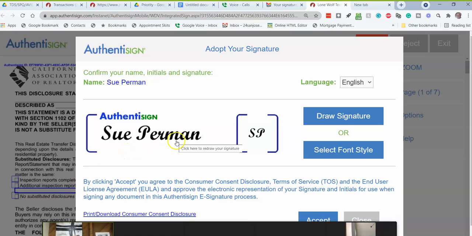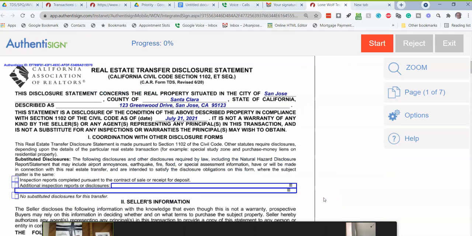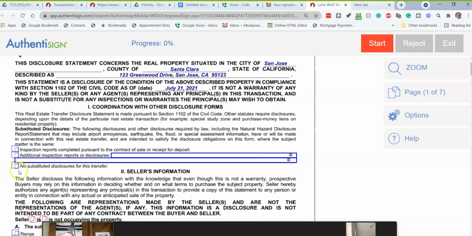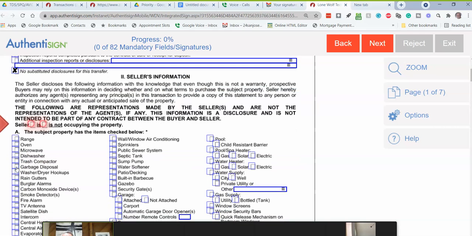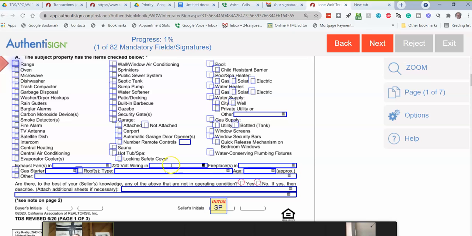So they're going to be asked, do you want to change the font, whatever. Notice now the things that are in blue are things that they can mark. You might need to tell them no substituted disclosures. Now notice how it goes through. Seller is or is not occupying the property. So you understand, if you believe that if you're not occupying the property, you don't have to do it, not true. You could check this box and then say, I don't know, right? And then you go through and you check all the boxes.